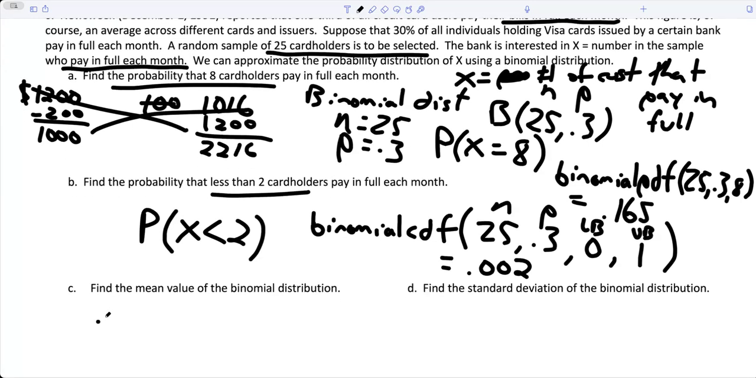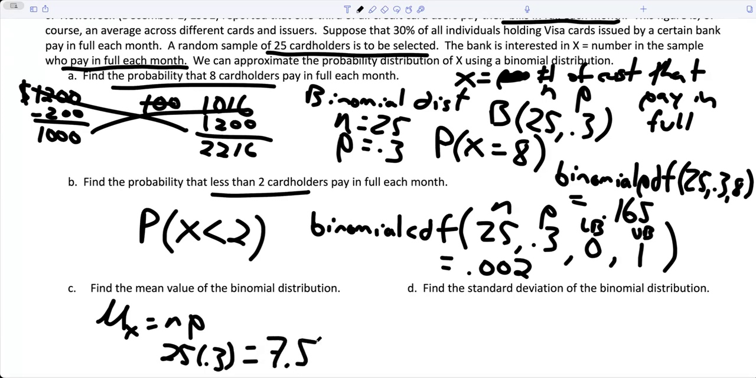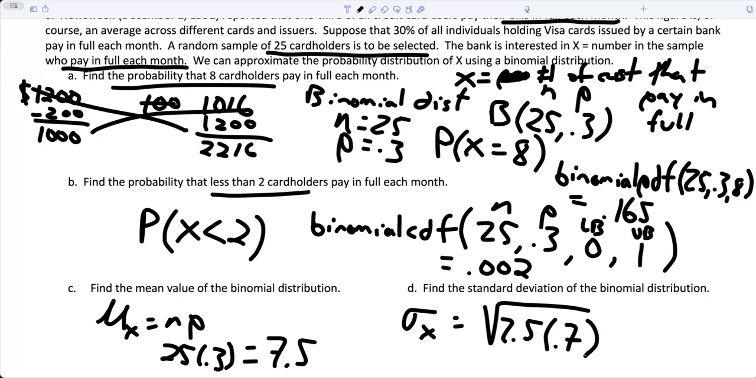Find the mean. It's n times p. So 25 times 0.3 will give you 7.5. And then find the standard deviation. That's going to be the square root of 7.5 times the probability of failure. The probability of success was 0.3, so the probability of failure would be 0.7. And that would give you approximately 2.291.